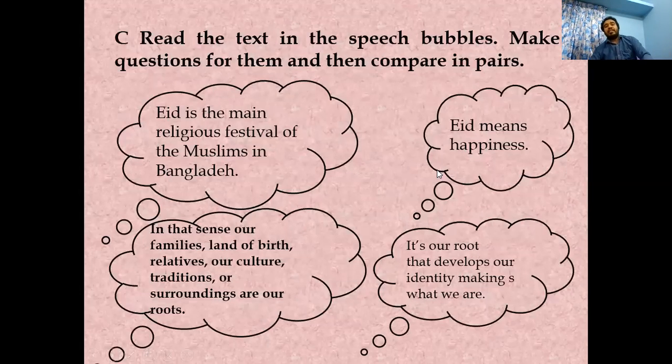Now, dear students, read the text in the speech bubbles, make questions for them, and then compare in pairs. Actually, you have to read those statements or sentences from the speech bubbles and make some questions. It is the main religious festival of the Muslims in Bangladesh. It means happiness. In that sense, our families, land of birth, relatives, our culture, tradition, or surroundings are our roots. It's our roots that develop our identity, making us what we are. Actually, now you have to write down some questions and you can put them in the comment box. I will check it later on.